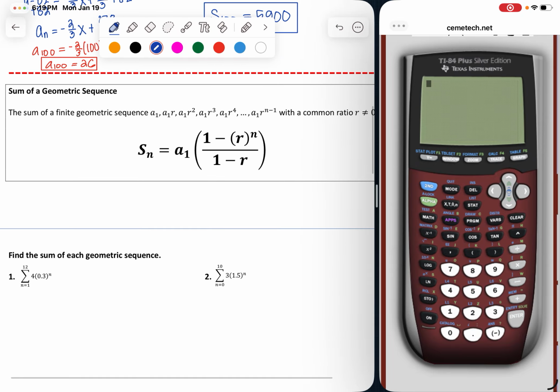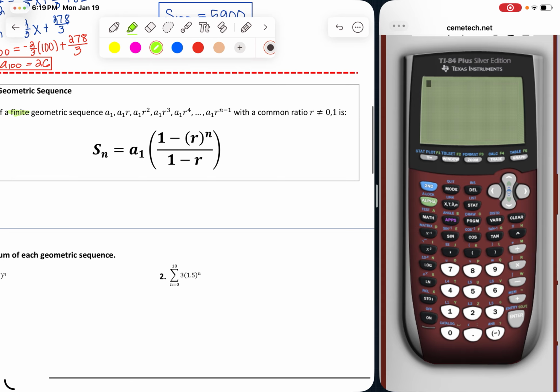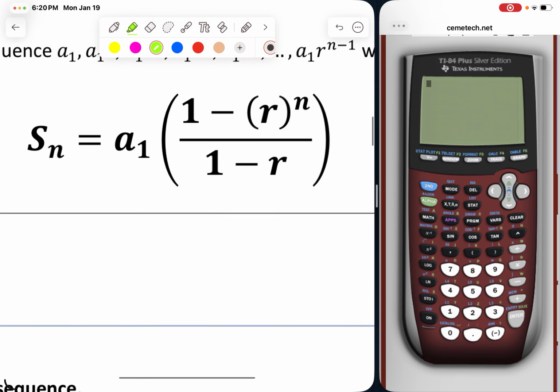So the sum for a finite geometric series, where a sub 1, a sub 1 times r, a sub 1 times r squared, and so on and so forth, with a common ratio r not equal to 0 or 1. Yes, obviously not equal to 0 or 1, and then here's the formula. Now, I emphasize finite, meaning that it doesn't go on forever and ever. We're going to see a completely different formula if the sum goes on forever and ever. All right, so here is the formula.